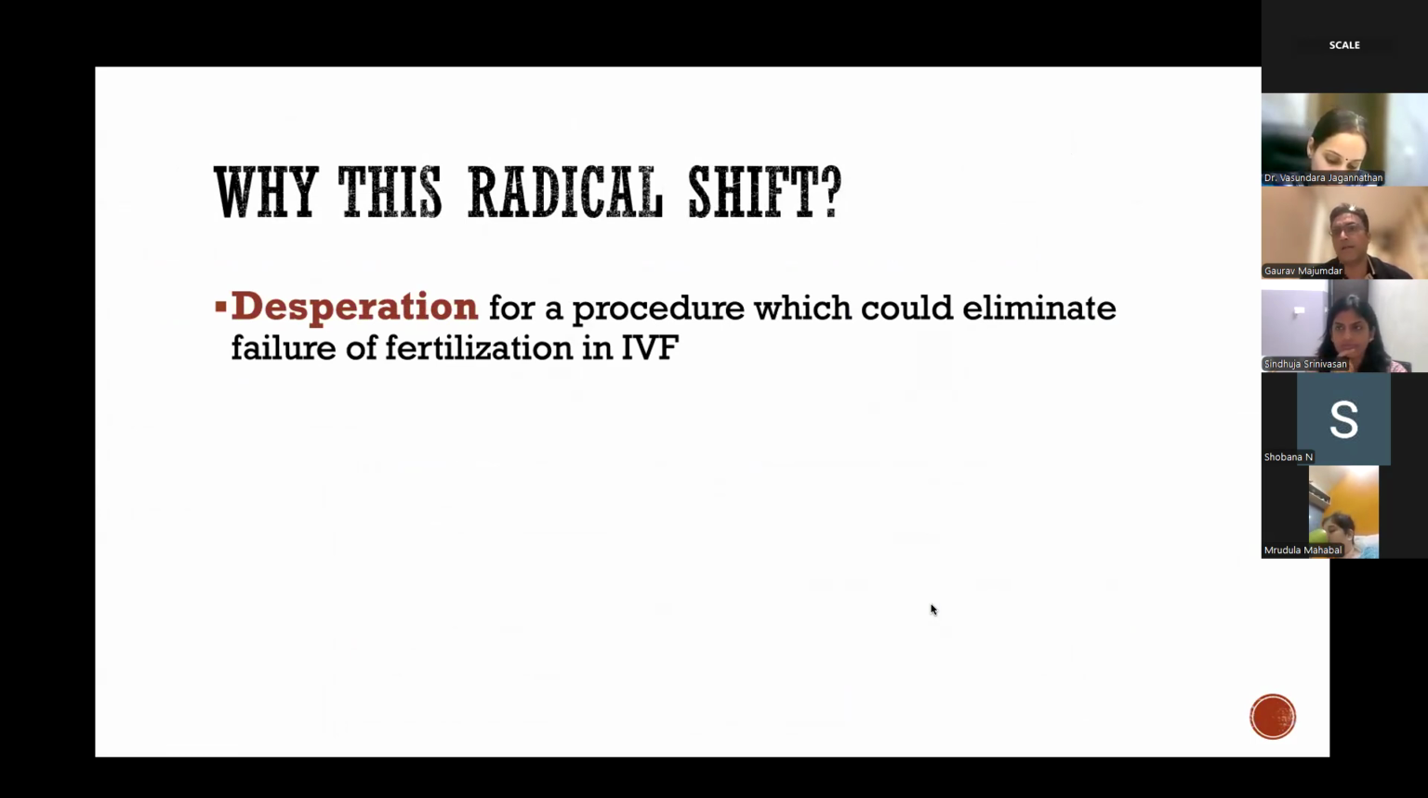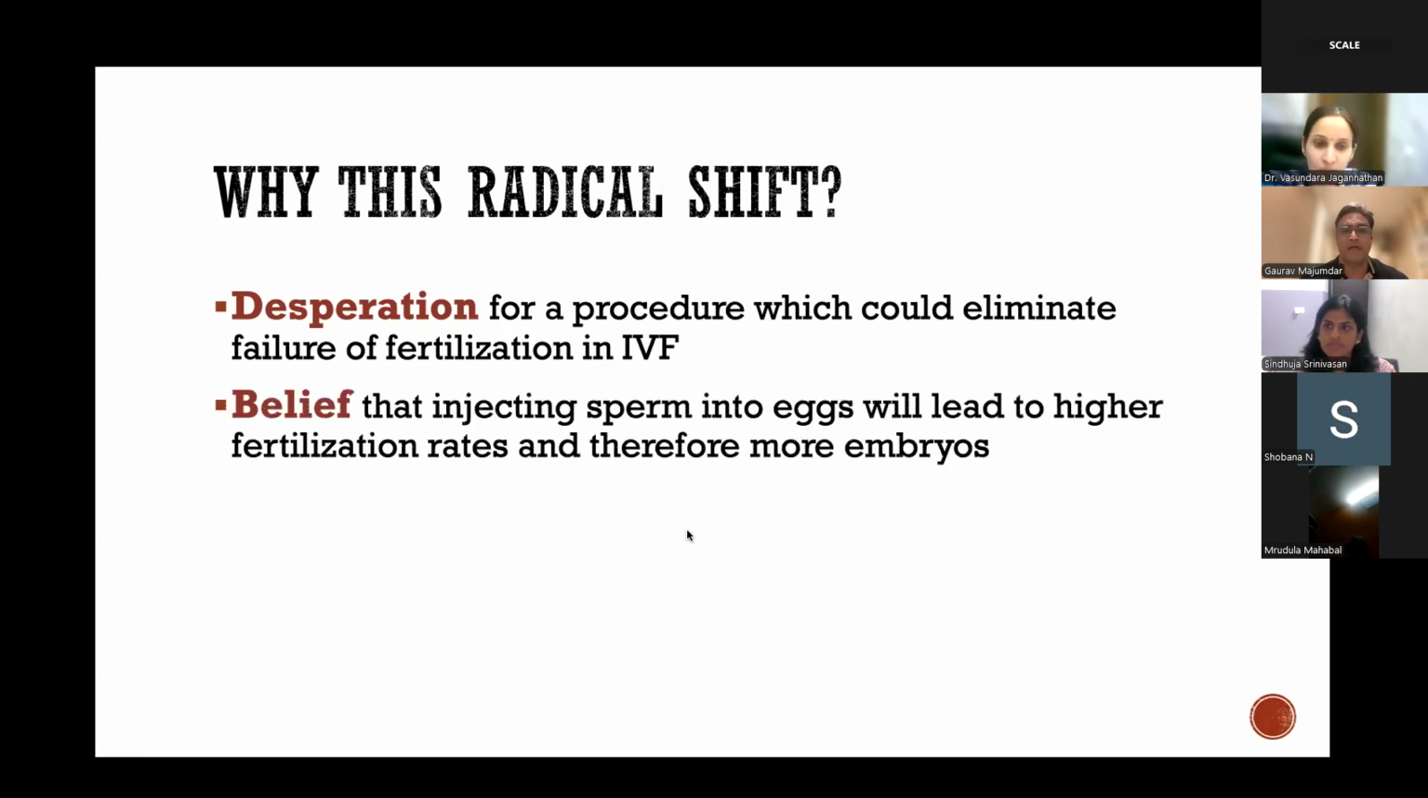We all know that whether it is IVF or ICSI, this is one area where we can never guarantee a patient that fertilization is going to occur, right? So that suspense is still on. And so people may think that, in this desperation, probably what you can do is try and minimize that chance of total fertilization failure, and hence they resort to ICSI.